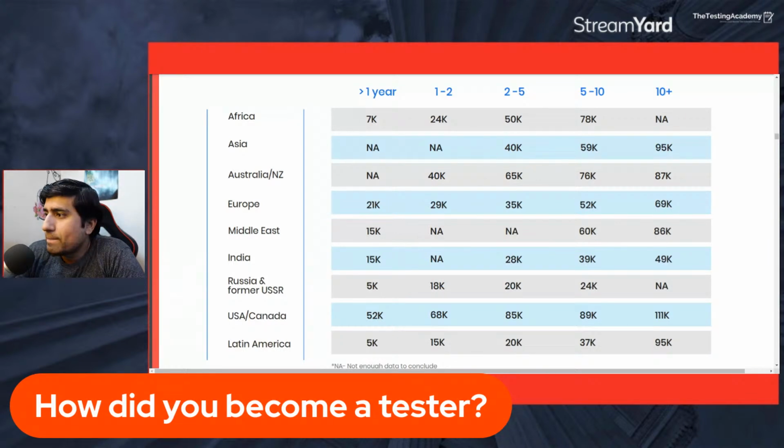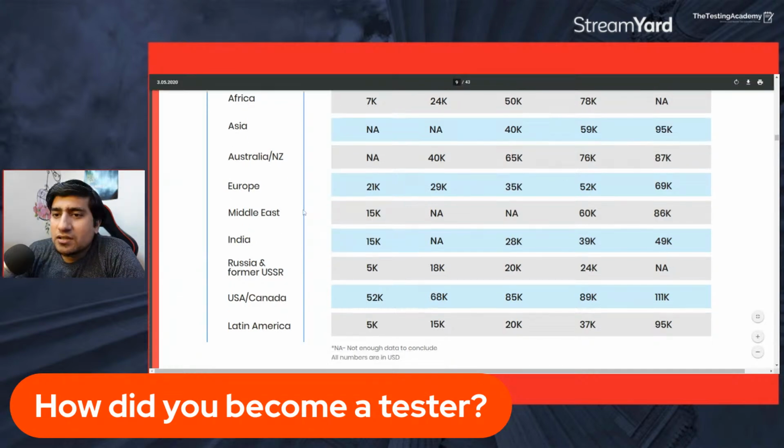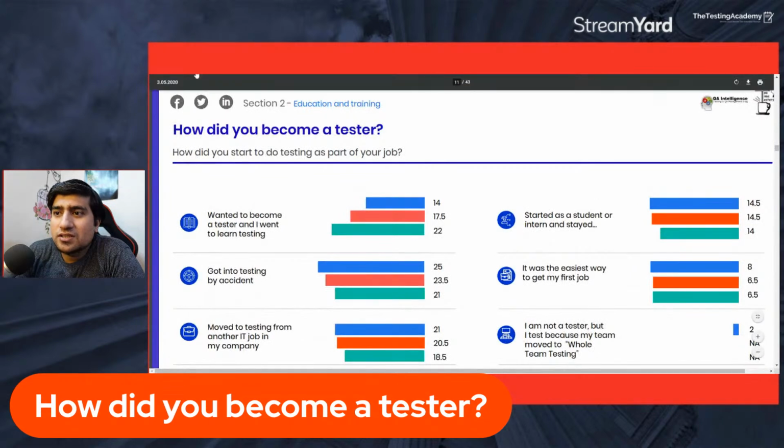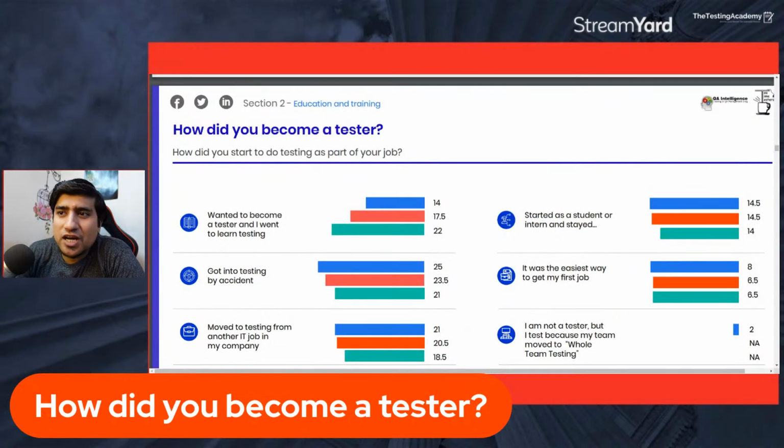All right, so let's discuss the second topic. I think it is one of the important things, and I'll tell you my story also. There's a very interesting question, which is how do you become a software tester, right? Let me know in the comments how you became one. If you see the report, it is very interesting, guys.